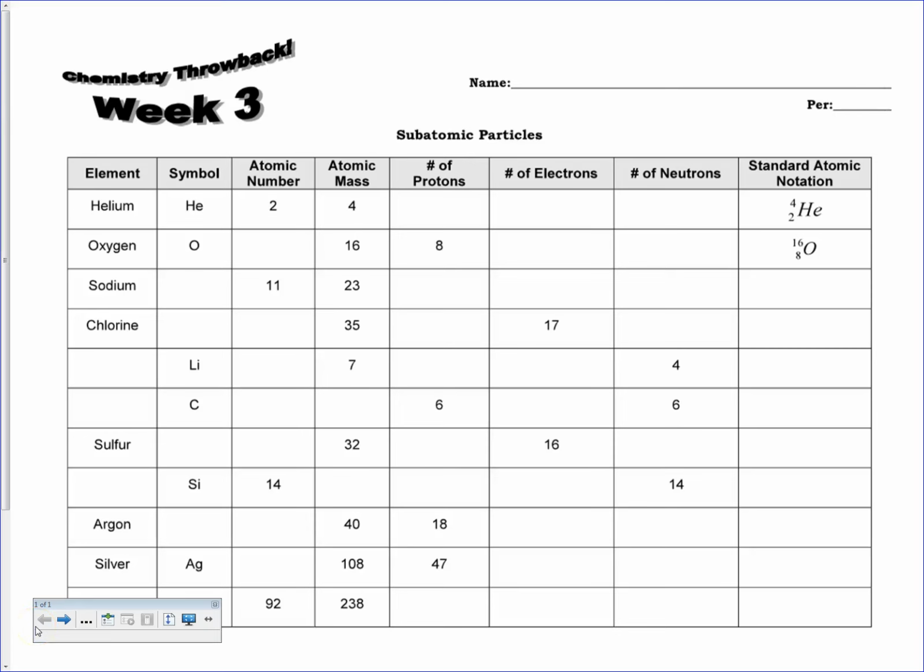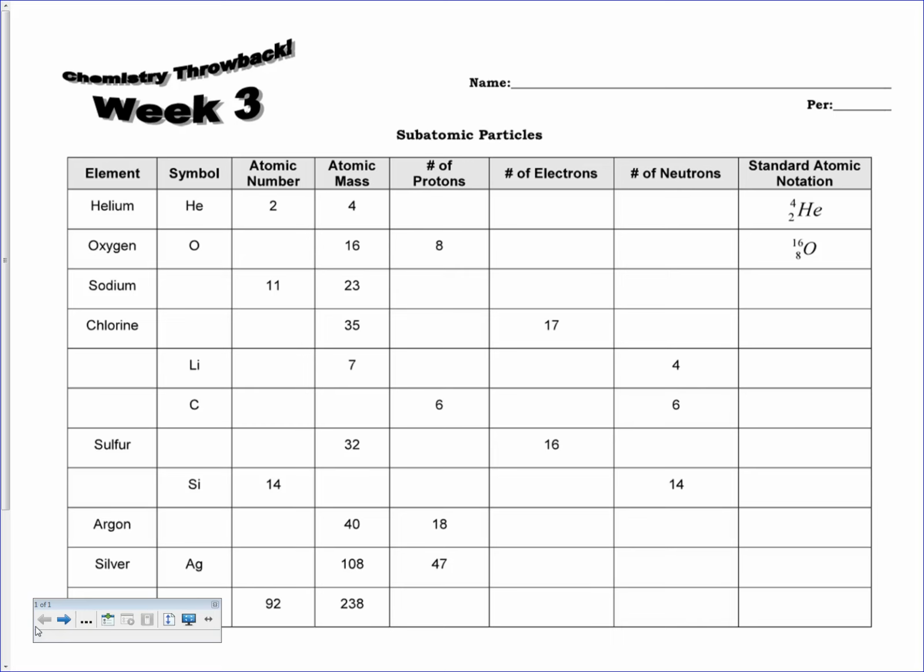All right, this is the key for the throwback assignment for week 3. So first thing I'm going to do in this assignment is talk about what each of these things mean. So the element name there you can see is just the whole written-out name of the element. The symbol is that thing that's shown on the periodic table. So it's usually 1 or 2 letters. There's only 1 capital letter in each symbol.